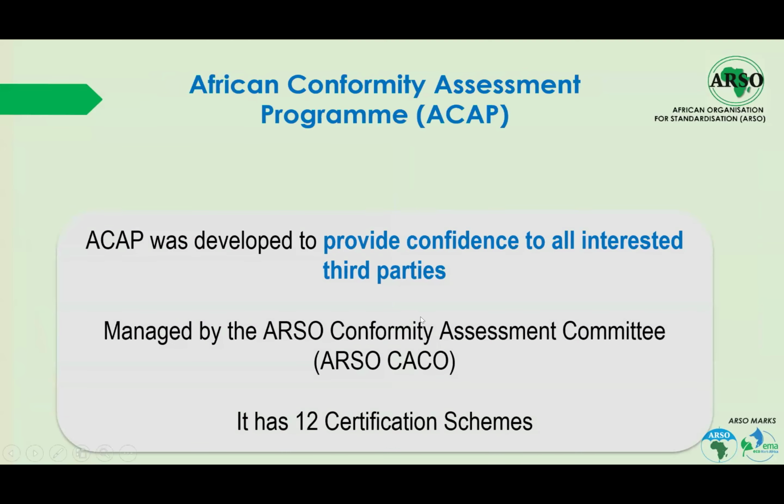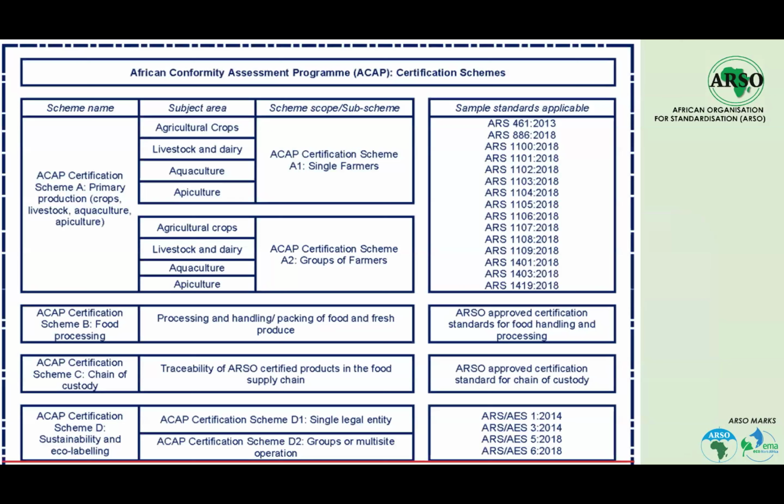Now, how do we show that the SME or the operator is complying with the standards? There are conformity assessment procedures for that. And under ARSO, we have a conformity assessment program, the ARSO conformity assessment program, which is managed by the ARSO Conformity Assessment Committee. And this program has various application schemes. This is just a list of the schemes. The schemes are on the first column, the subject area on the second column, then the scope on the third, and the last column, the fourth one, is the sample standards that are applicable for that particular scheme.